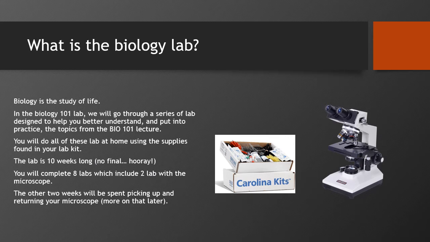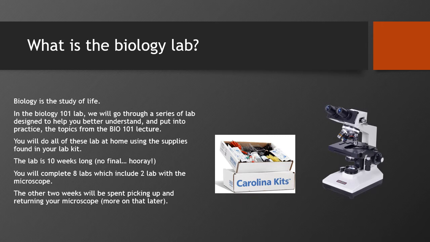The Bio 101 lab is the laboratory component that goes along with the Bio 101 lecture, and biology is the study of life. So in this course, we will be going through a series of labs designed to help you better understand and put into practice the topics from the Bio 101 lecture. You'll do all of your labs at home. You'll use supplies found in your lab kit. So when you order your lab kit, you should get a box from Carolina Biological. You will also need to check out a microscope. We'll go over how to do that in just a little bit. And you'll use all these supplies to do your labs entirely at home.